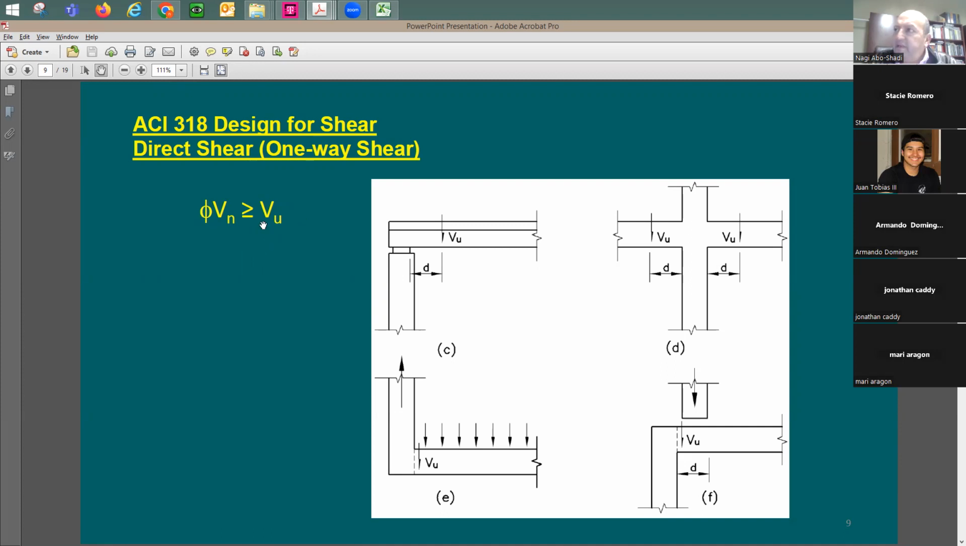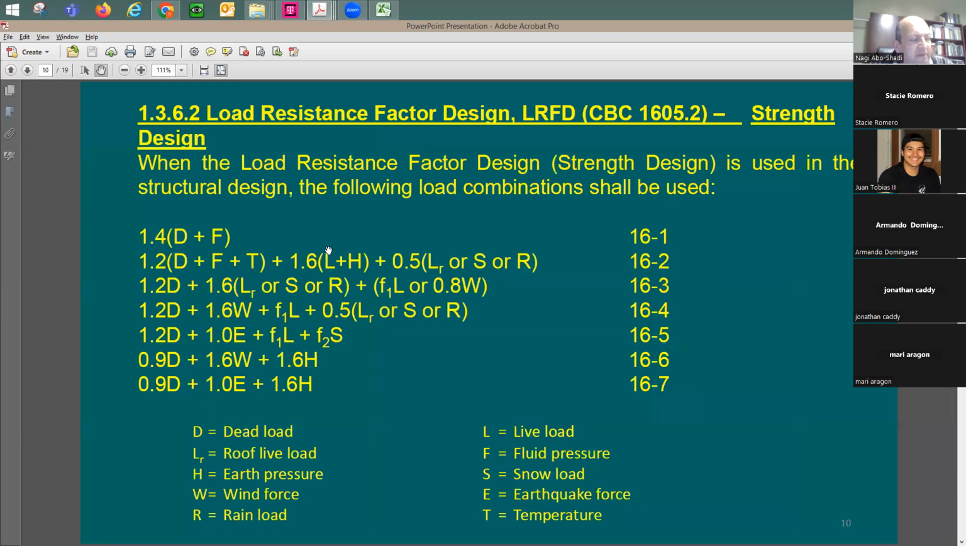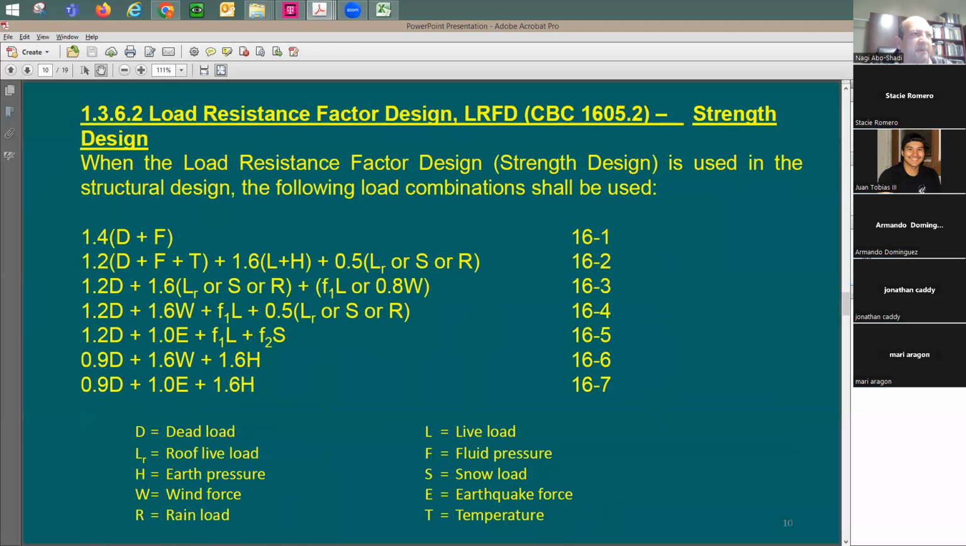The other one, phi Mn, is the nominal capacity in moment, and then again you multiply by another, different phi, and with that you get the final capacity. This phi factor is 0.75 for shear design. It's gonna be a constant value. There is no chart to find it out, it's just a table, and it says for shear it's gonna be 0.75.